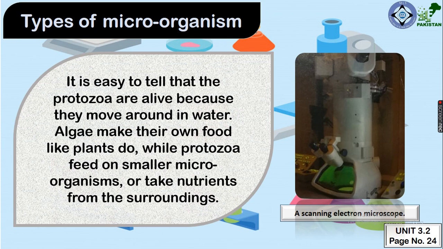It is easy to tell that the protozoa are alive because they move around in water. Algae make their own food like plants do, while protozoa feed on smaller microorganisms or take nutrients from the surroundings.